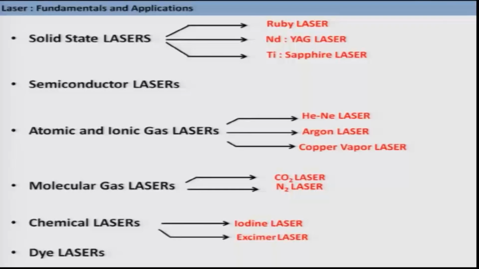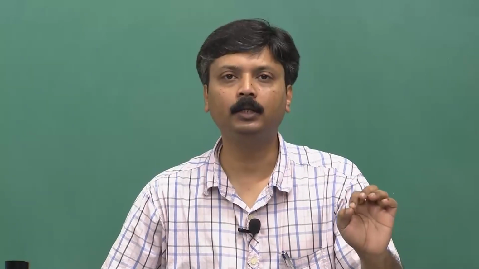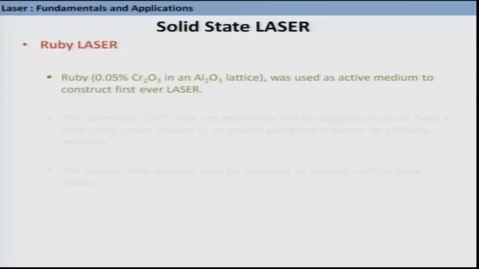So today we are going to look into different types of laser belonging to these different categories. We'll start with the solid state laser, and the first one that we will look at is the ruby laser. Ruby laser was the first laser that was invented. So what is a ruby? Ruby is a crystal.